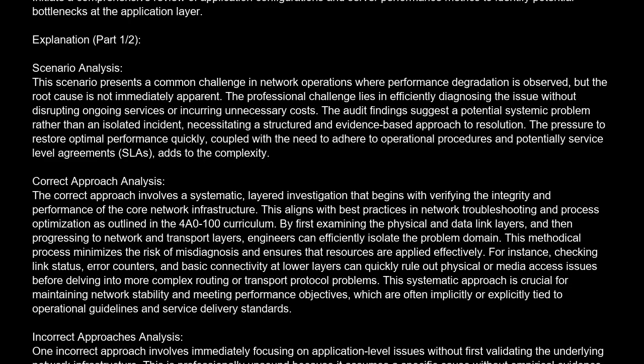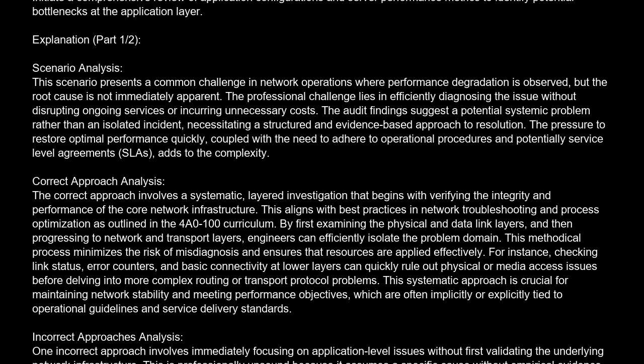The correct answer is D. Initiate a comprehensive review of application configurations and server performance metrics to identify potential bottlenecks at the application layer. Explanation. Scenario analysis. This scenario presents a common challenge in network operations where performance degradation is observed, but the root cause is not immediately apparent.